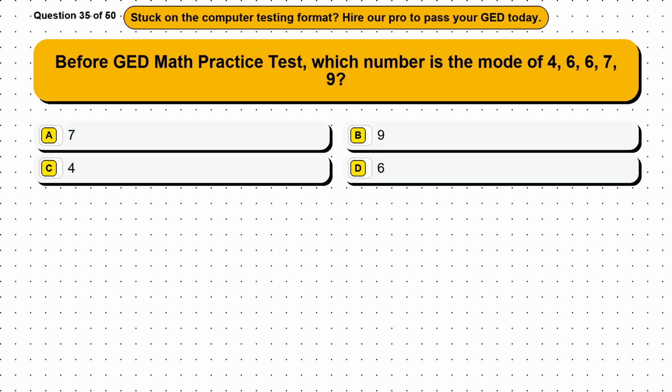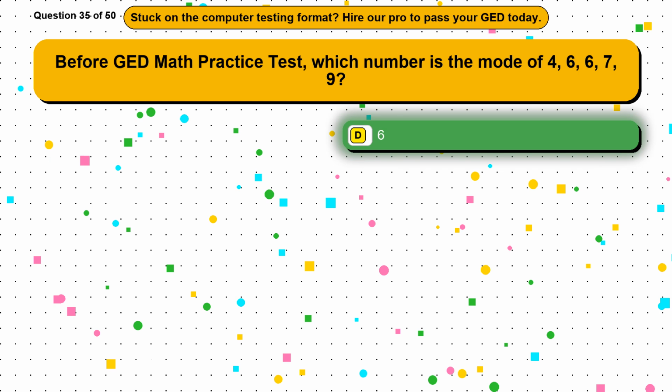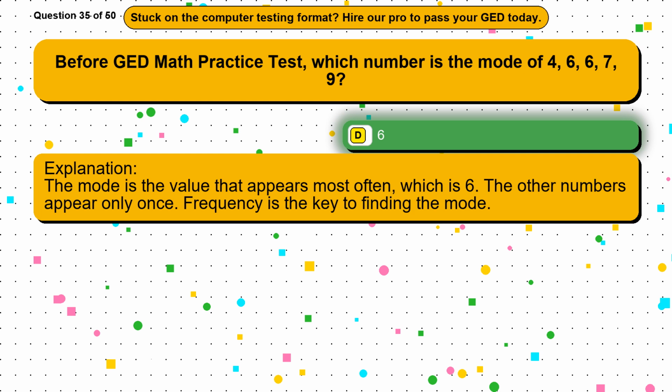Question 35. Before GED Math Practice Test, which number is the mode of 4, 6, 6, 7, 9? Option A 7. Option B 9. Option C 4. Option D 6. The correct answer is option D, 6. The mode is the value that appears most often, which is 6.